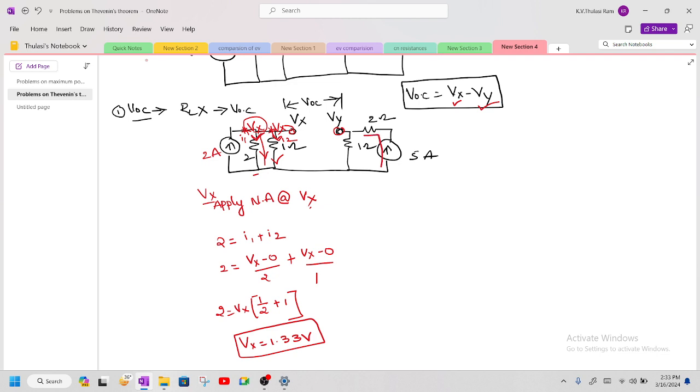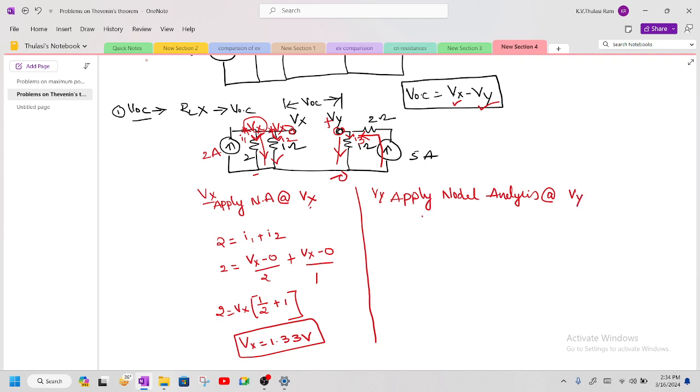Already you can see here in this branch the current is coming like this, and I am assuming that current always flows from the nodal analysis as this is of high potential, this is of low potential. The current goes like this. So already I1 and I2 are marked. I am marking the current in this branch as some I3. So in order to find out Vy, we are going to apply nodal analysis at the Vy node.